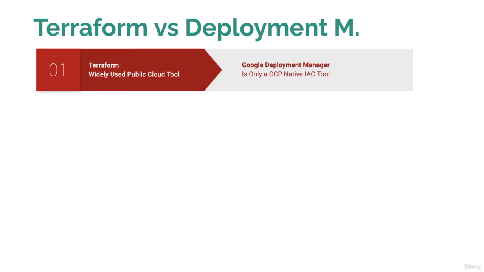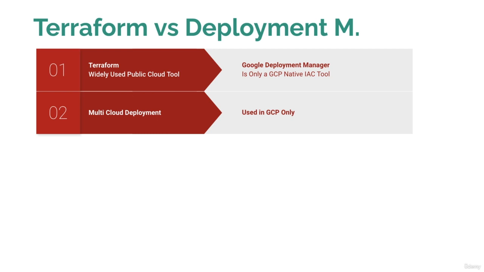The very first difference is that Terraform is a widely used public cloud tool. On the other hand, Google Deployment Manager is also an IaC tool, but it is limited only to GCP. As we are already aware, using Terraform you can spin up resources in any cloud, public or private. But Google Deployment Manager is a GCP native service, which you can only use with GCP. You cannot use it with any other cloud. So if you want to create a hybrid or multi-cloud deployment, that is not possible with Google Deployment Manager.